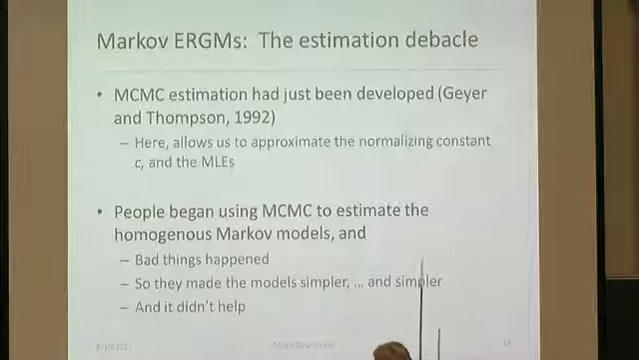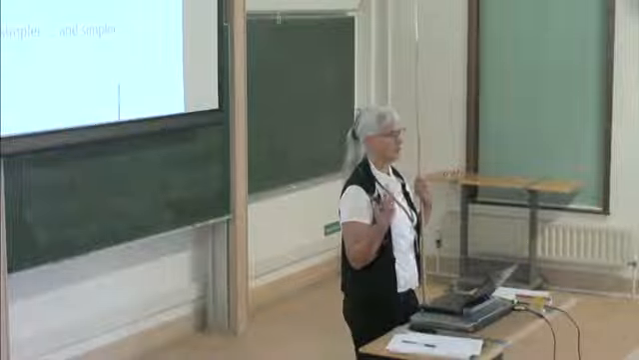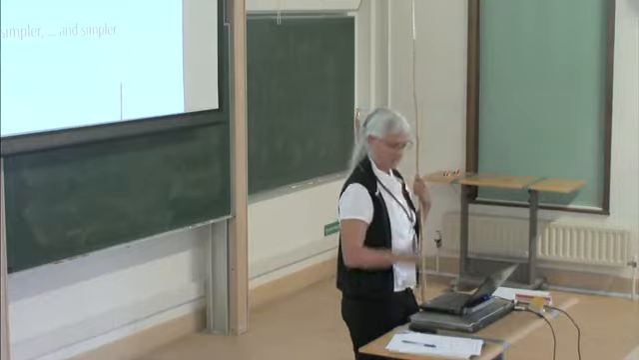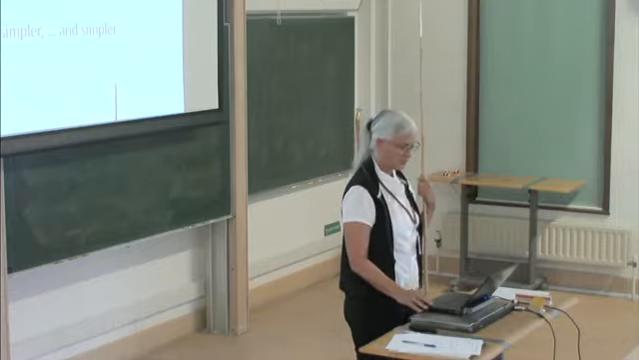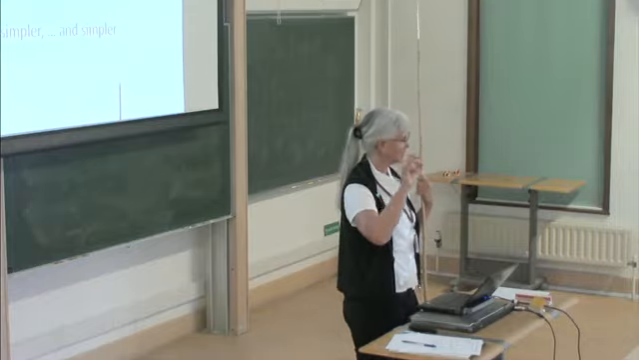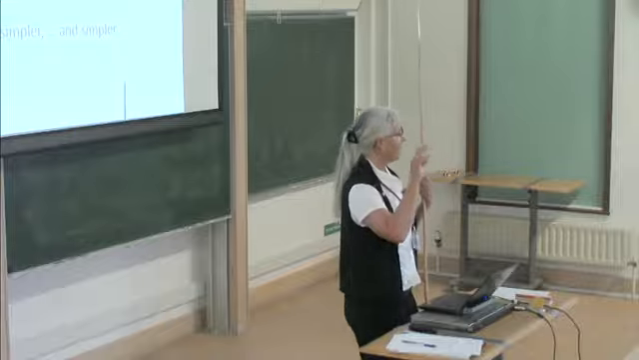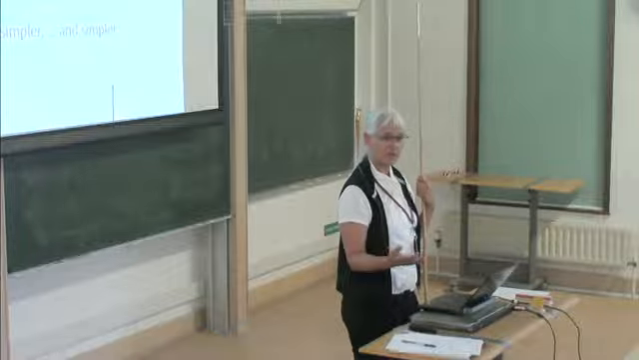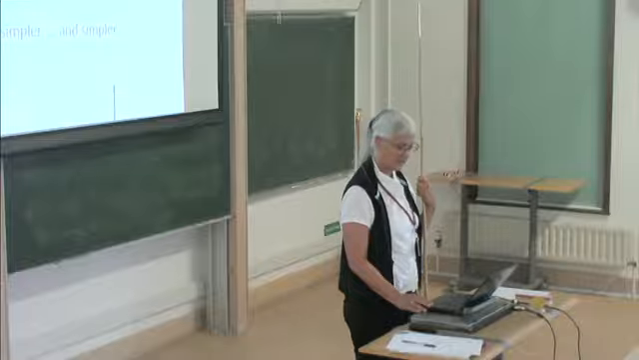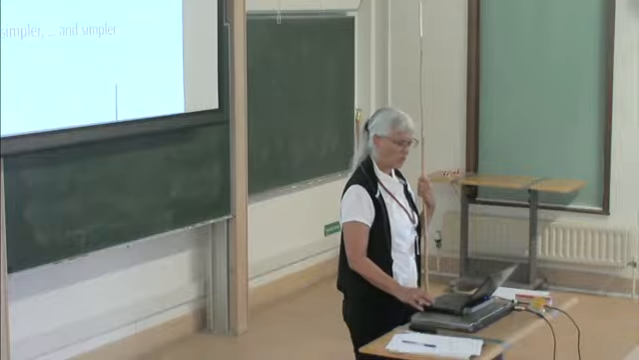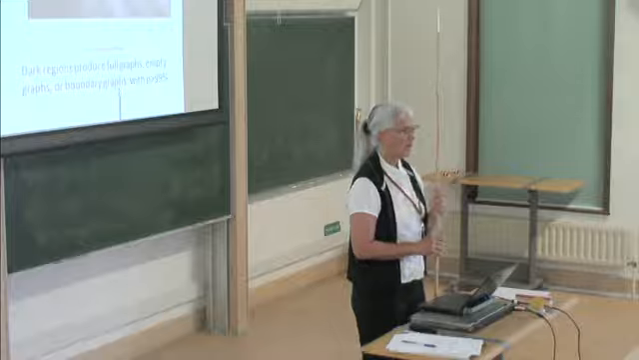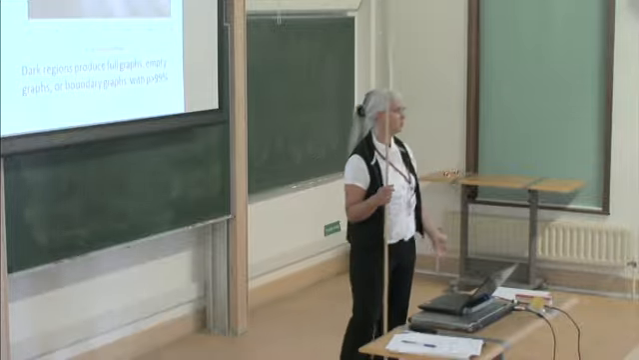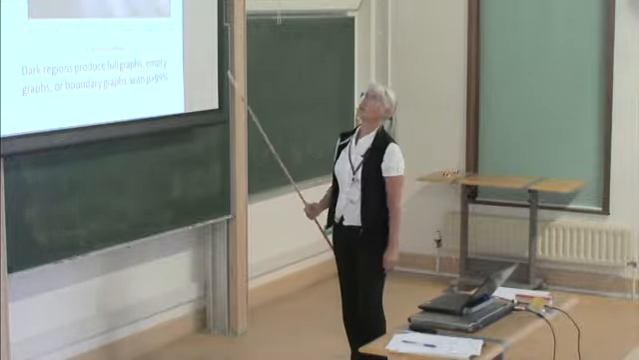They couldn't get the models to converge, and if they did converge, they converged on parameter sets that made no sense. So they made the models simpler and simpler and simpler, and the results got worse and worse. And so people began to question whether maybe there might have been something wrong with the MCMC theory in the first place for this kind of likelihood estimation. Maybe there was something weird about networks. And we spent about 10 years in the wilderness after that, trying to figure out what was going on.